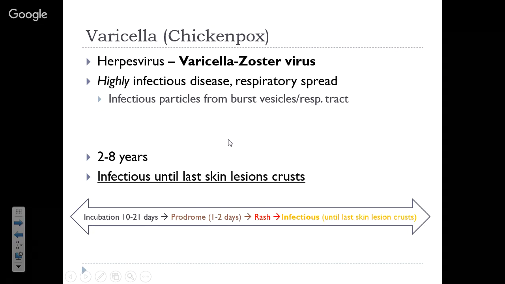So moving on to other viral infections. Varicella, chickenpox, caused by varicella zoster virus, a type of herpes virus. Very highly infectious disease, spread by the respiratory route. Can affect kids from a wide range of ages. And generally, these kids are infectious until their last skin lesion dries off and crusts over. So the incubation period is about 2 to 3 weeks. Then they'll get a very short prodrome of about 1 to 2 days. Then they'll get that characteristic rash, and then they're infectious until that last bit of rash dries off and crusts.